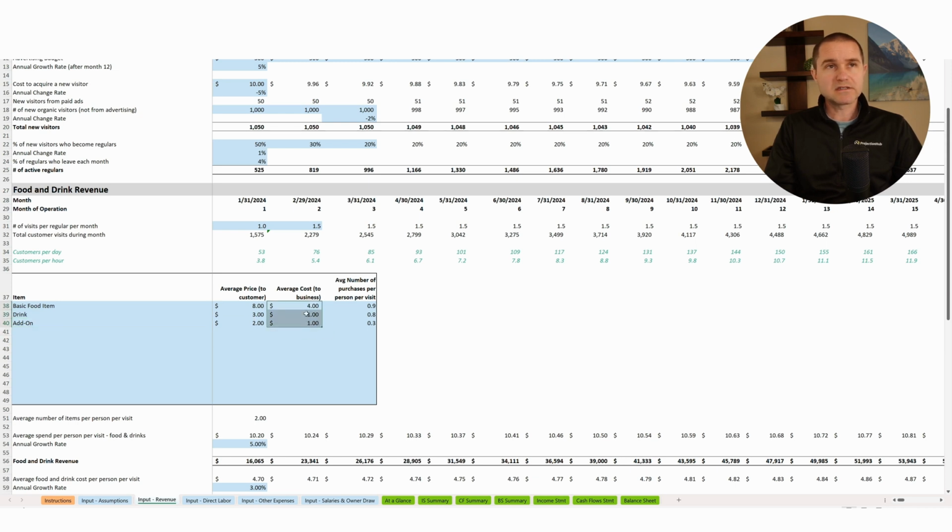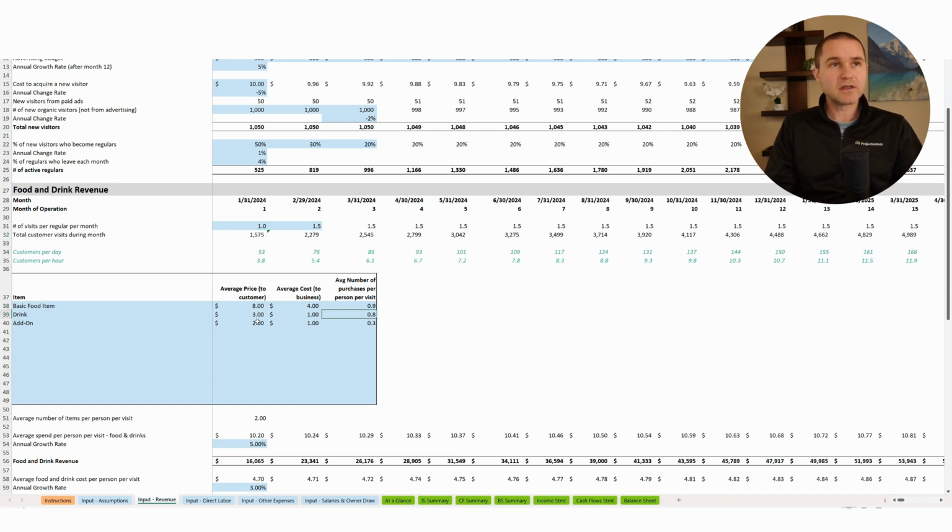This is your cost. How much does it cost? So your food and labor cost, or I'm sorry, just your food cost here. This would just be your food cost in this section. And then this is the average number of purchases per person per visit. So let's just go through that to be clear here. If this says 0.9, that means of these 1,575 customers that visit during the month, 0.9 or 90% of them are going to order a basic food item.